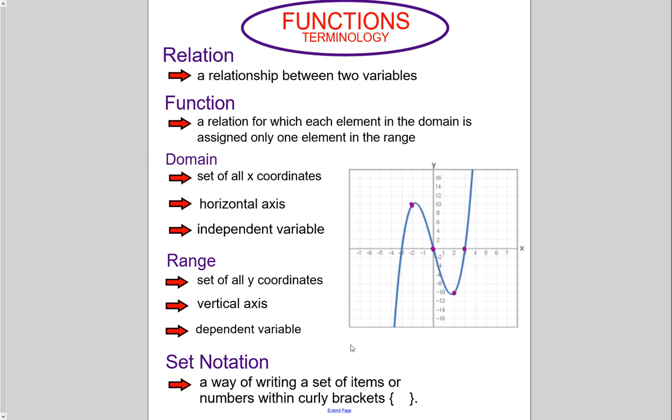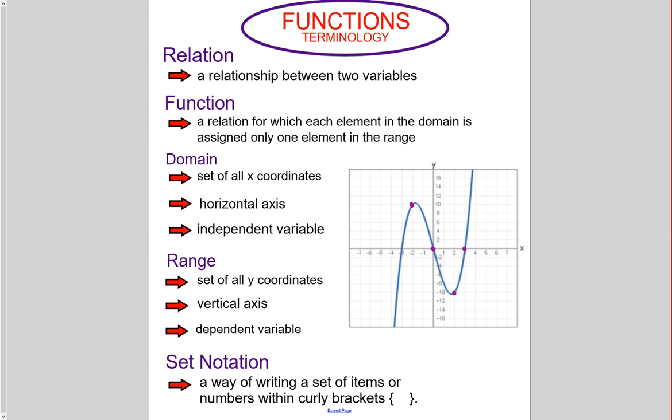Okay, so curly brackets, the stuff inside there, that's going to be called our set notation, and that's going to tell us everything inside those curly brackets. That tells us the possible values that we could have for our domain and for our range, our possible x values and our possible y values.